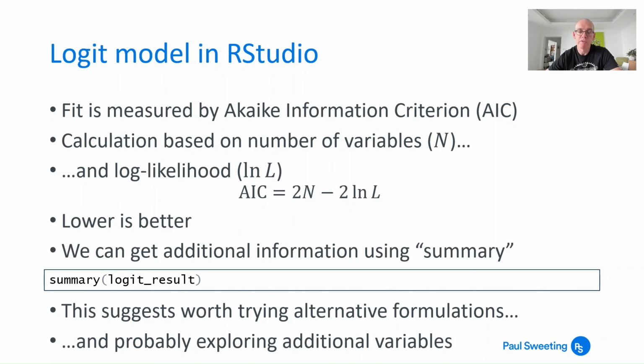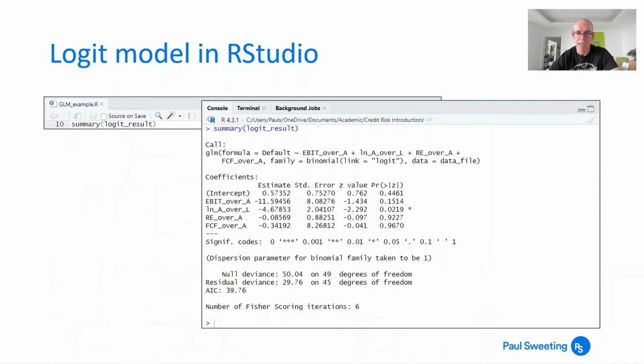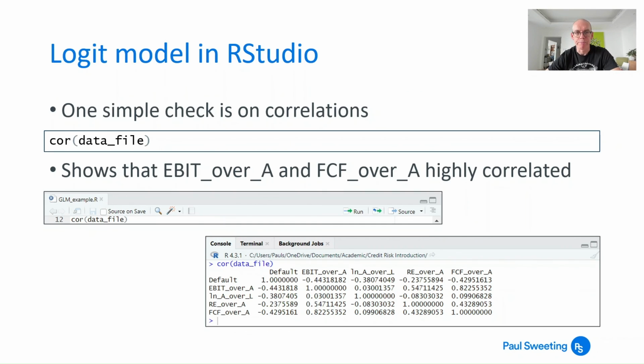Now I can get additional information on the results of the GLM by using the summary function. So summary brackets Logit result gives additional information, and it shows that everything isn't great. What we want to have here as the results of the regression is loads of stars showing huge amounts of significance, and we've got 1. So log of assets over liabilities is significant at the 5% level. Nothing else is significant even within the 15% level. So it's not great.